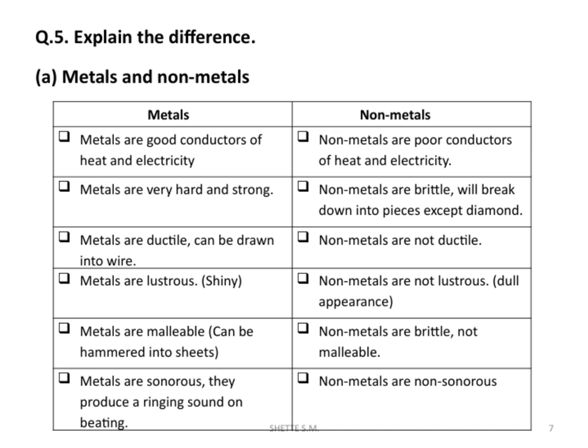Lastly, metals are sonorous, meaning they produce a ringing sound when struck, which is useful in musical instruments. Non-metals are non-sonorous. They don't produce such sounds when hit. So, to summarize, metals and non-metals differ significantly in their physical properties, from conductivity and strength to appearance and malleability. These differences help us understand their uses and behavior in everyday life.